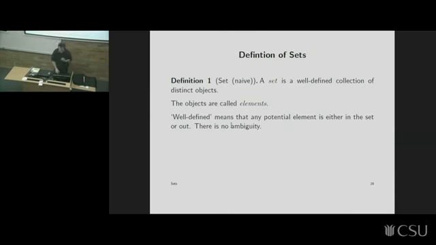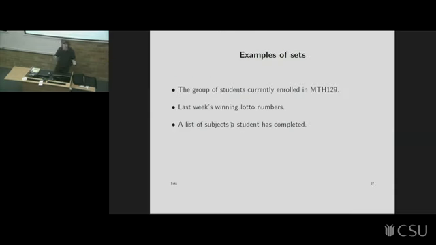That's the naive definition. Examples are the students enrolled in Maths 129 internally, which would be you guys. The numbers that you won a lot of last week, the number of subjects that you've already completed, the number of subjects you hope to complete this session, whatever it might be. So just a collection of things, and they can be anything at all. They can even be a set of sets. If you want to go that way, that's quite legitimate. So the things can be any things at all.